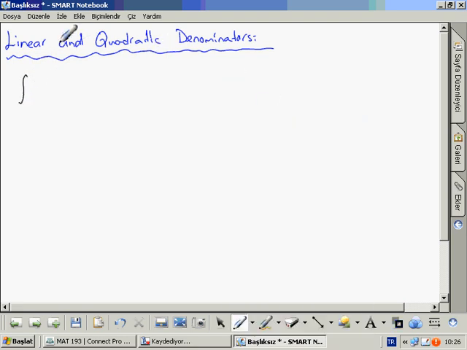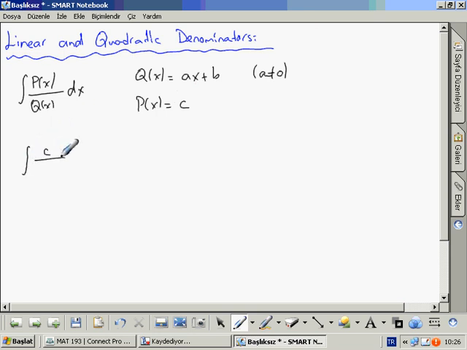Okay, turn back to the basic problem. If q of x equals ax plus b, basically a line equation, and p of x equals a constant c, that means the integral of c over ax plus b dx is equal to c over a integral du over u, so it's equal to c over a times ln of the absolute value of u, plus c.